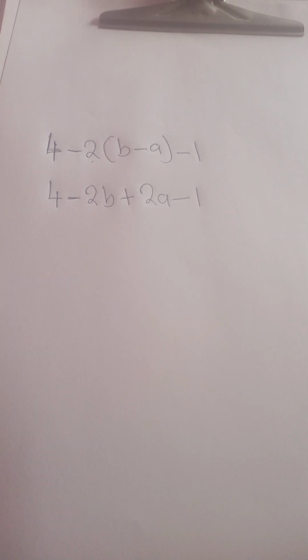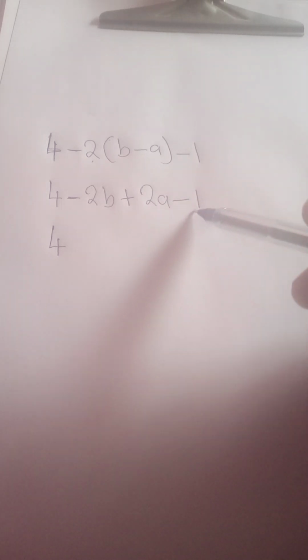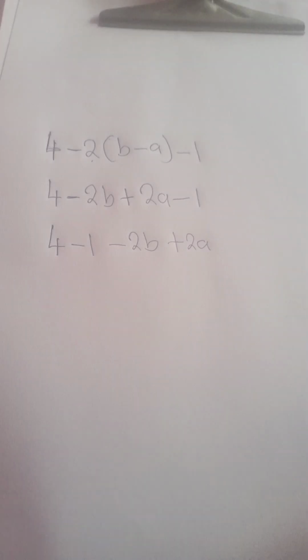The next step, you group the like terms. So you say 4, you check. This one, it's negative 1. It will come the way it is. It won't change. Why? Because there is no equal sign. It only changes if there is an equal sign. So it will be negative 1 minus 2b plus 2a, like that.